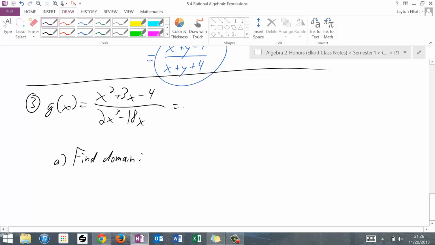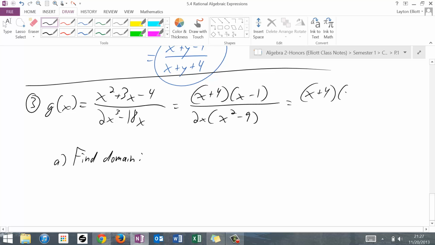Well, since this chapter is about factoring and more factoring and everything's factoring, we're going to want to factor the numerator. X plus 4, x minus 1. Check it out. Yep, that works. Factor out the denominator. I'm going to pull out a 2x, which gives me x squared minus 9. Let's keep that going. X plus 4, x minus 1 over 2x, x minus 3, and then x plus 3.